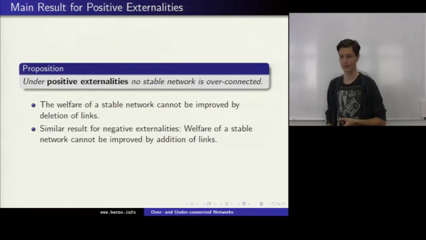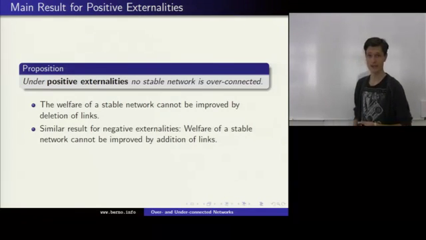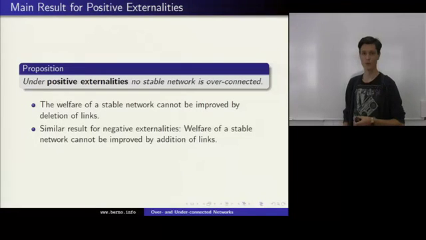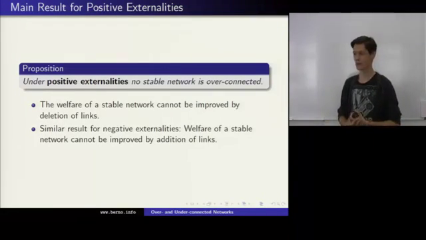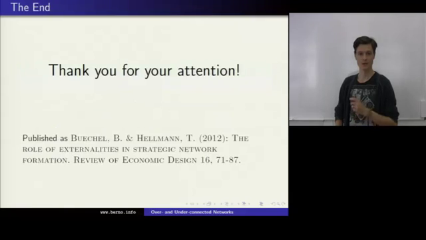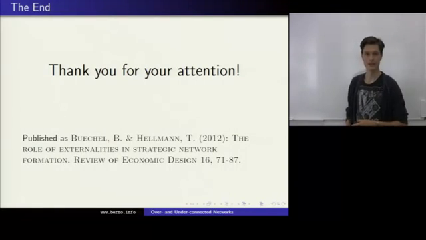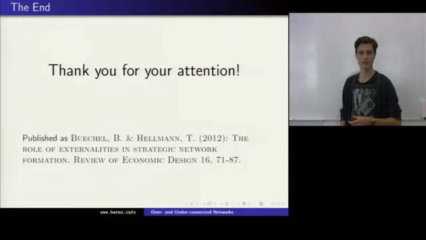The interpretation is that negative externalities lead to some kind of overinvestment into the formation of links, such that we have the tendency to build networks which are very dense, in particular denser than they should be. So this was one of the points we make in this paper, and please have a look at the paper for further information about it.